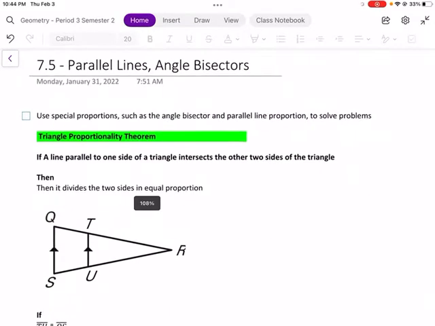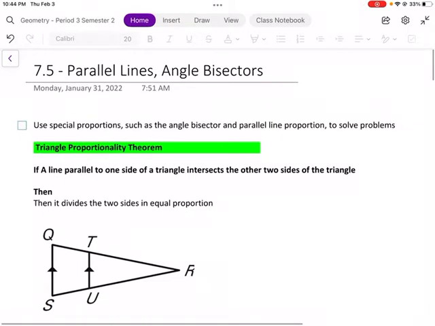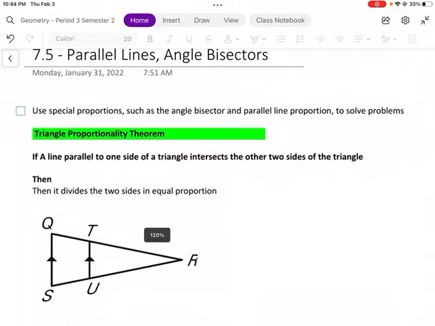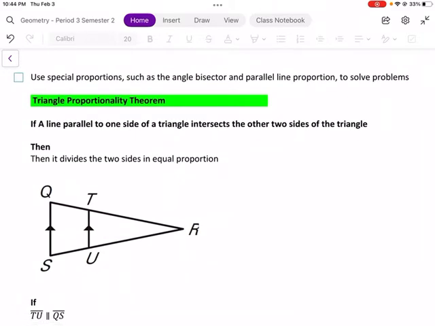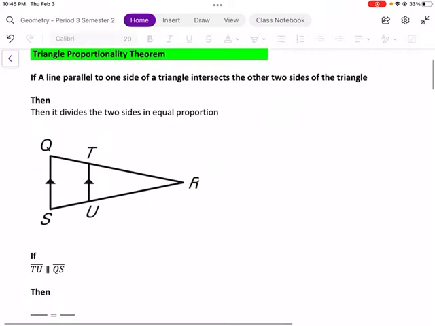Section 7.5 is on parallel lines and angle bisectors and how we're going to use those in similar triangles. So we're going to be using special proportions such as the angle bisector and parallel line proportion to solve problems.